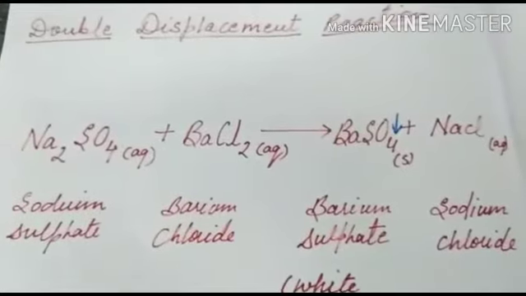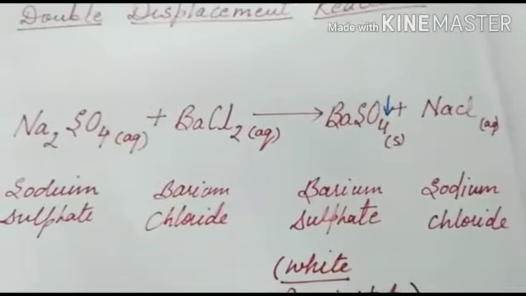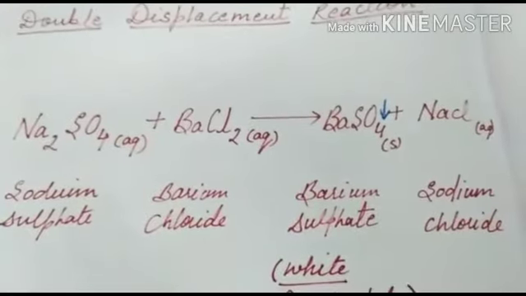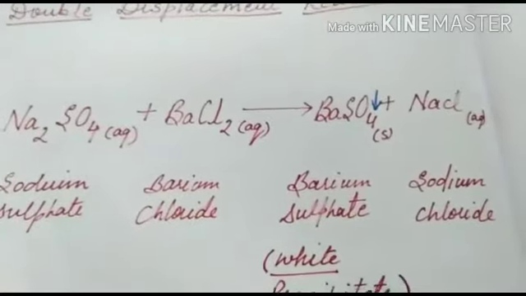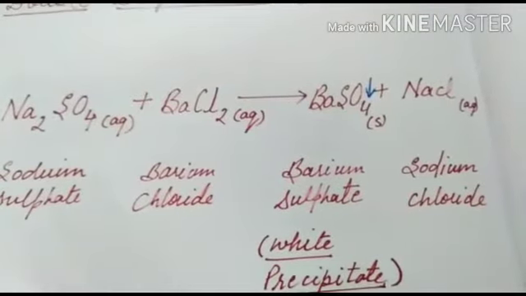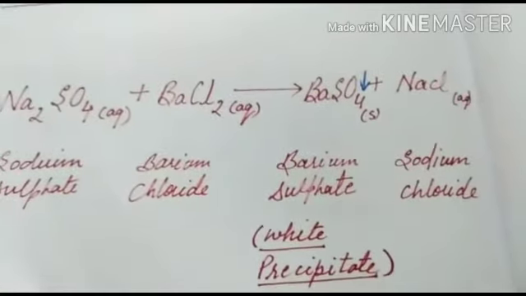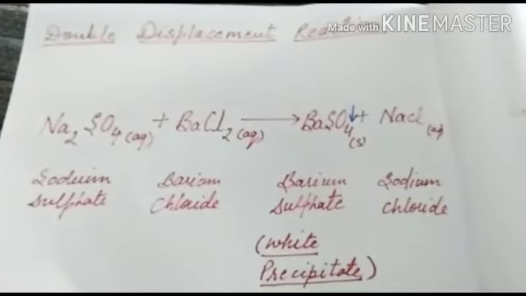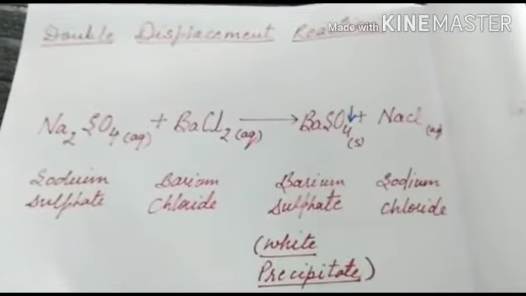Sodium sulfate, when reacted with barium chloride solution, undergoes an exchange of ions. Sodium has taken the place of barium and barium ions occupy the place of sodium, forming barium sulfate, an insoluble substance, or we can say a white precipitate is formed here, and the soluble part, sodium chloride, is formed here. This reaction is also called a precipitation reaction, as a white precipitate of barium sulfate is formed.